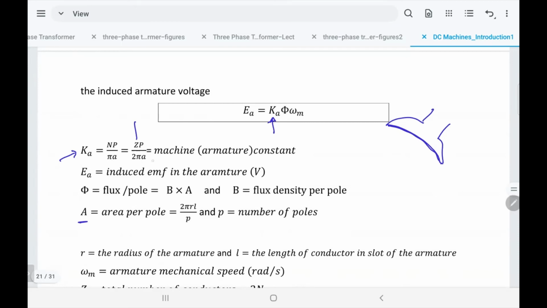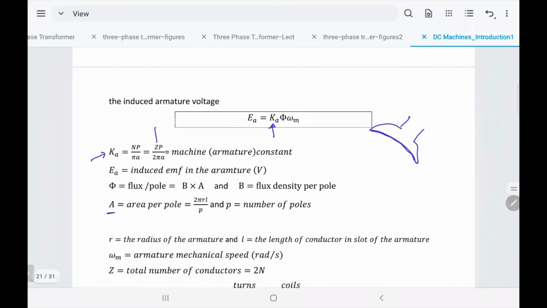Now A is the number of parallel paths. So how do you get high voltage? You make A small. So which kind of winding? The wave winding, because it has only two. So that makes sense now. That's how they can control the reduced voltage in the machine.